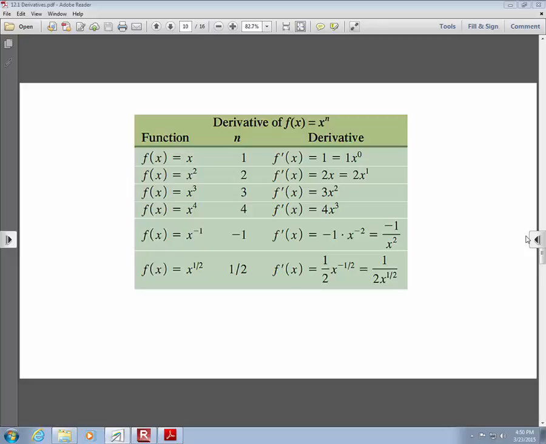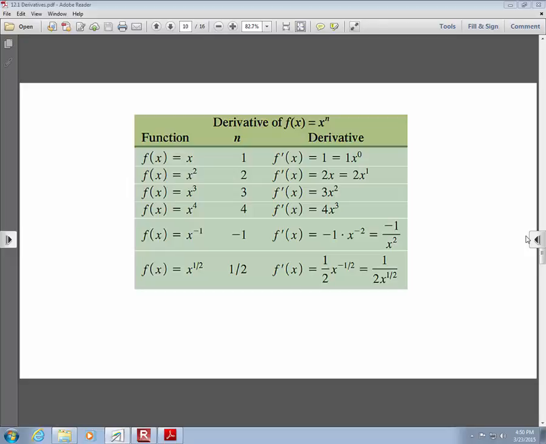You take the exponent and put it to the front and subtract 1 from the exponent. You take the 3, drop it to the front, subtract 1 from the 3. You take the 4, drop it to the front, subtract 1 from the 4. If f of x is x to the negative 1, take your negative 1 and subtract 1 from negative 1, and you're going to get negative 1 x to the negative 2. And because you have a negative exponent, you take it back to the bottom, and you get this, right?